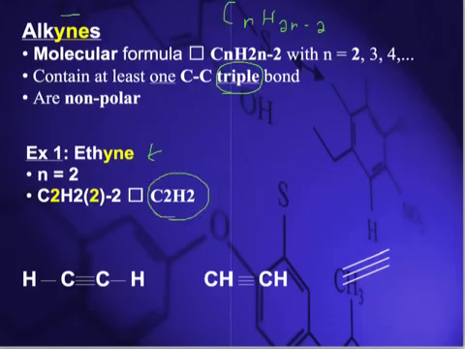Here is a structural formula for ethyne. You'll notice here that there are 3 lines. There are 3 bonds between the carbon atoms. Here's a condensed structural formula, sorry. And here in the line formula, there are just 3 lines between those 2 invisible carbon atoms.